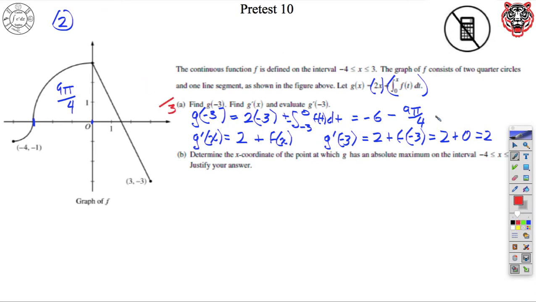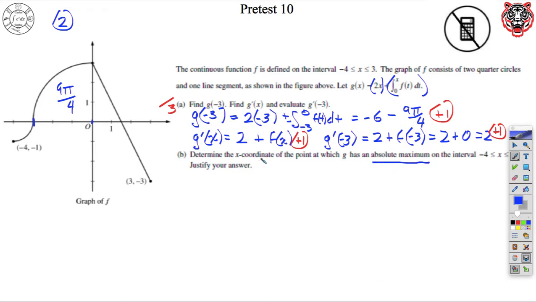So you get 1 point if you found this answer, -6 minus 9 pi over 4, and you get 1 point if you found the function 2 plus f of x, and you get 1 point if you found 2. On to part B. This is going to be finding the absolute maximum. That means we have to find a table, and this guy is super hard.